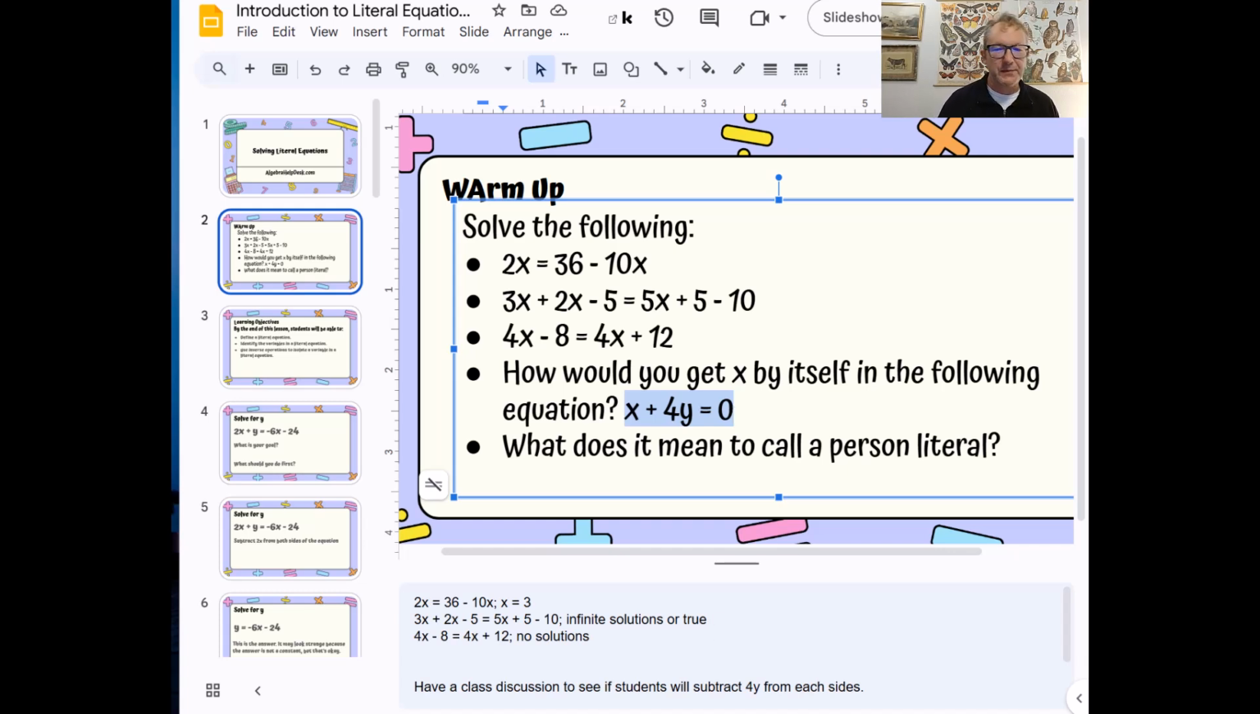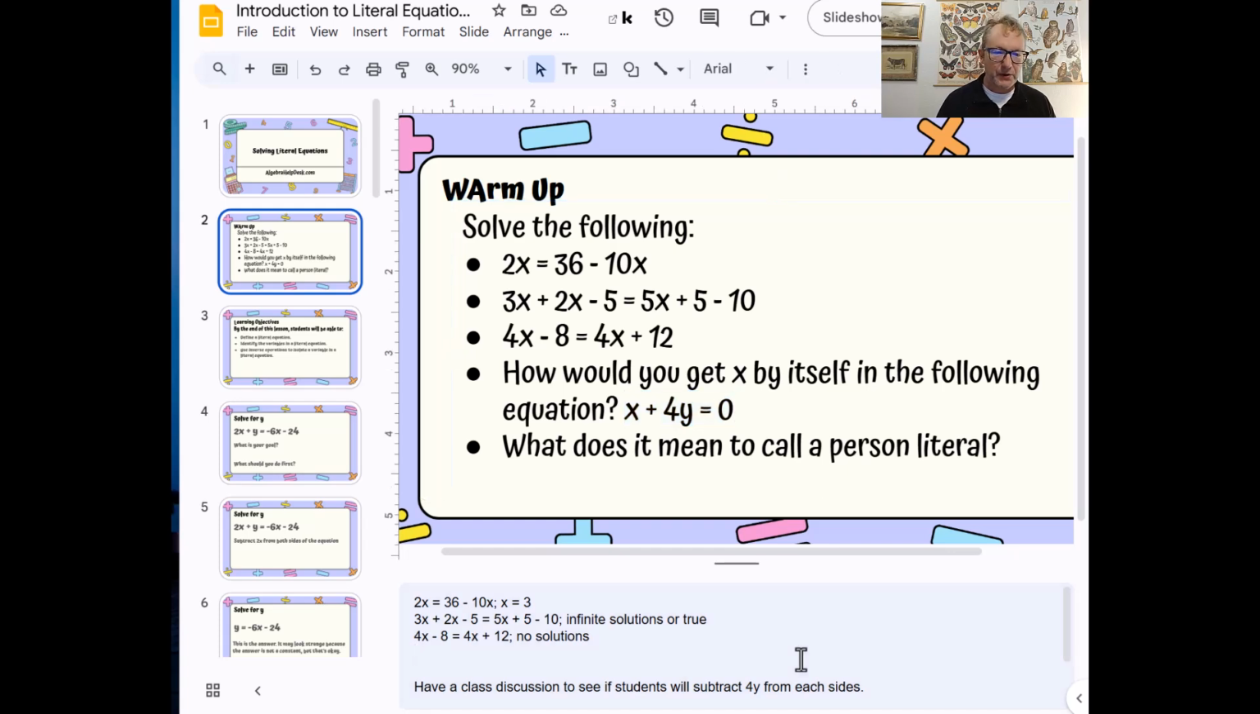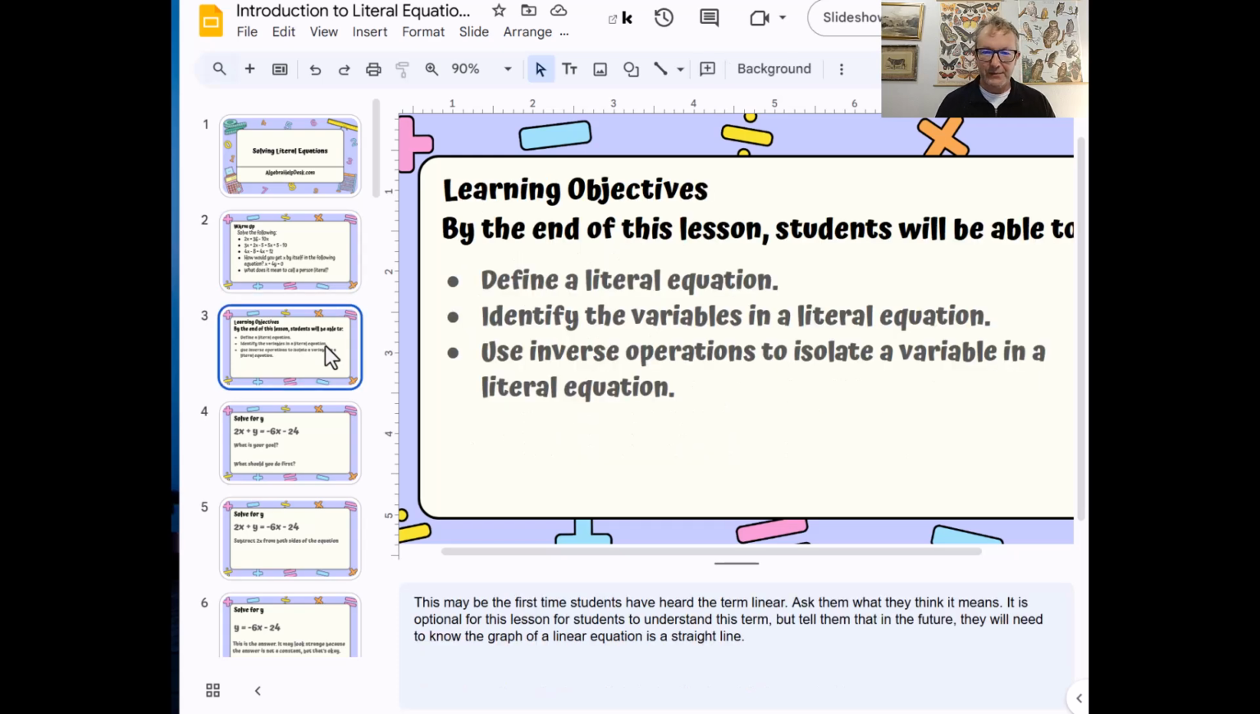And then what does it mean to call a person literal? Well, people who are literal, they're straightforward, they're frank, they're truthful. In mathematics, literal just means truthful, so it's a good conversation to relate mathematics to the real world. We have learning objectives. You're going to define a literal equation. You're going to use inverse operations.